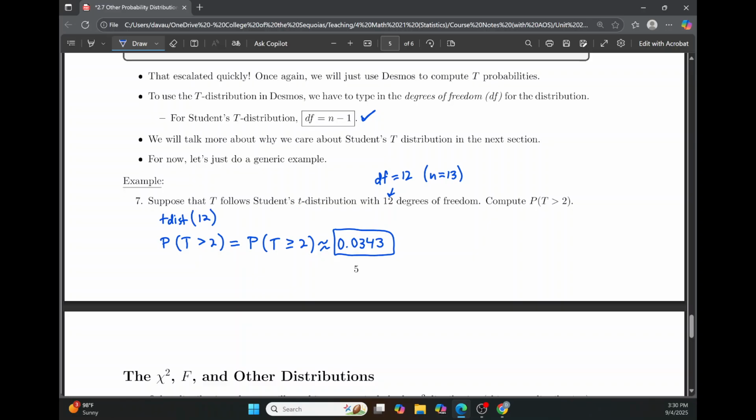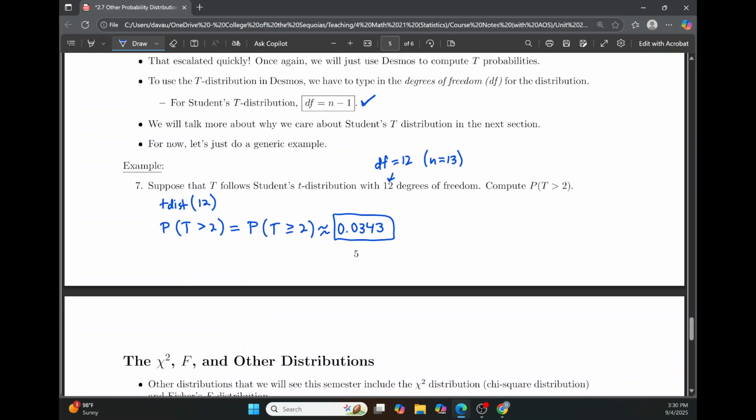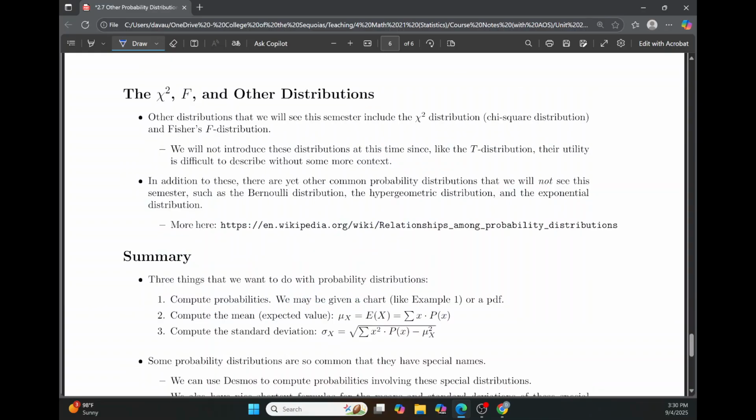So that's all I want to do with student's t distribution for now. Like I said, we'll come back to it again soon in the next section.